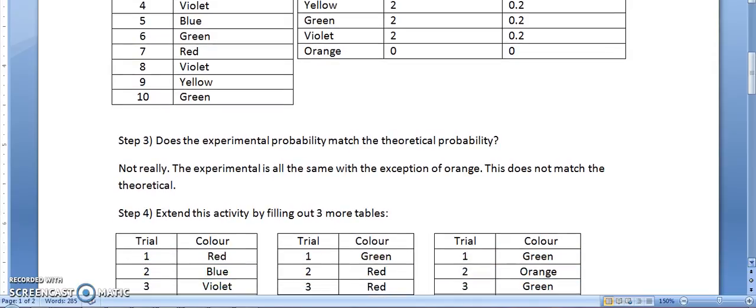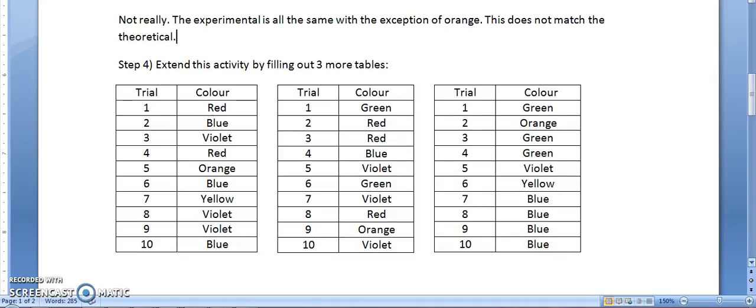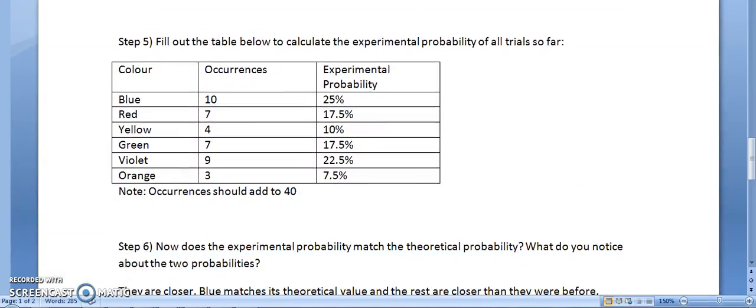So we keep going. We need to extend the activity to try and see what happens as we do more. So we're going to fill out 3 more tables. So again, I just went to use the simulator. I clicked spin 10 times, copied down the table of my 10 draws, hit reset, and did it again until I filled out all 3 of my tables. So this means I've now done 40 trials, 10 from my original and 30 more. And I used that to go and fill out my new table here in step 5.